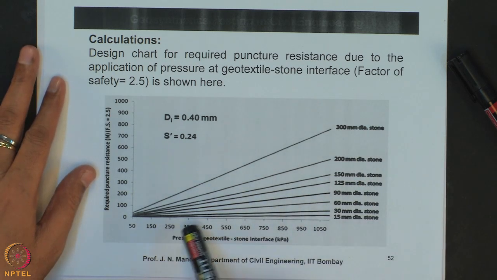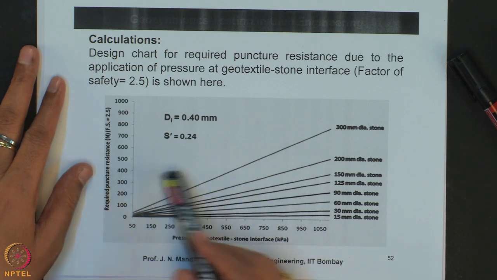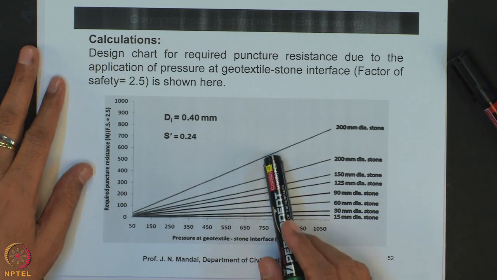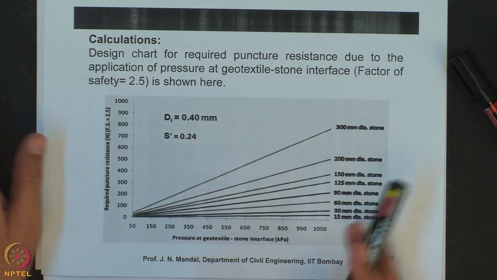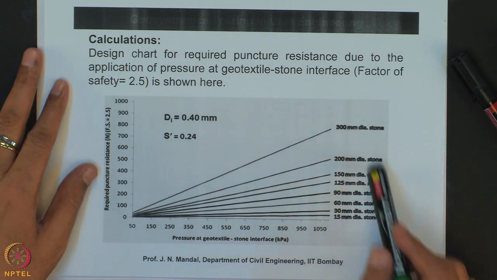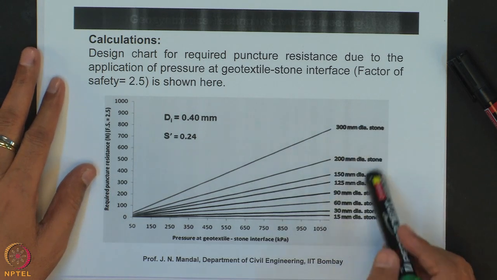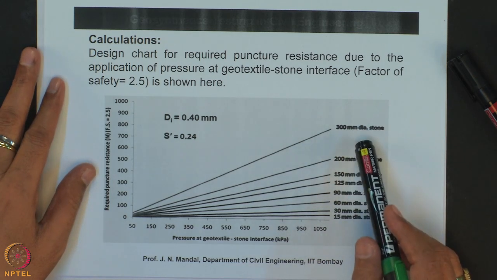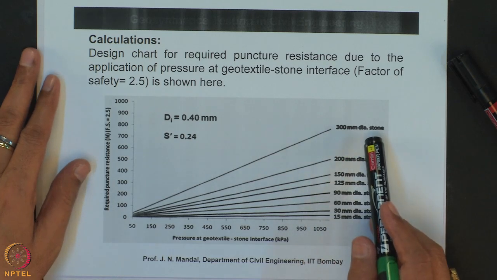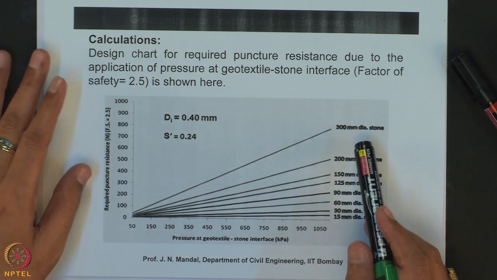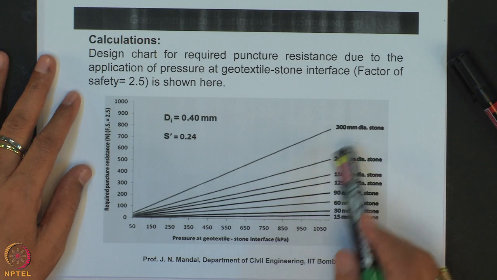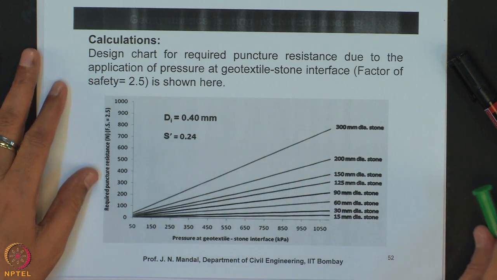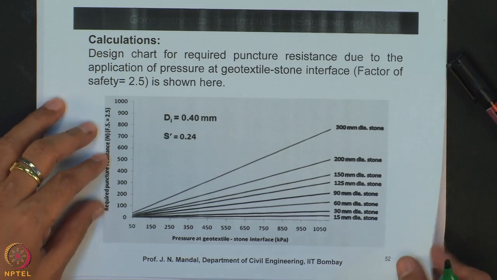So, knowing the pressure or the puncture resistance of the geotextile material for a particular diameter, then you can determine what will be the pressure on the geotextile stone base interface. Whatever the different diameters of the stone material available on the site, accordingly knowing what will be the pressure at the geotextile stone interface and what will be the required puncture resistance, that also you can find out from this diagram. Okay.